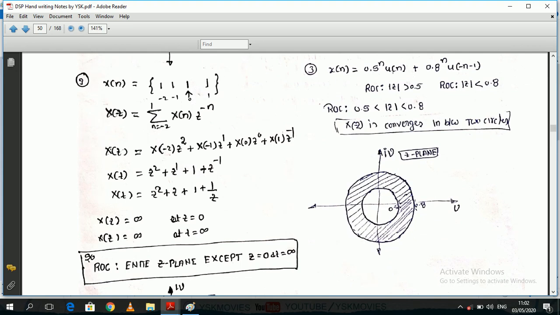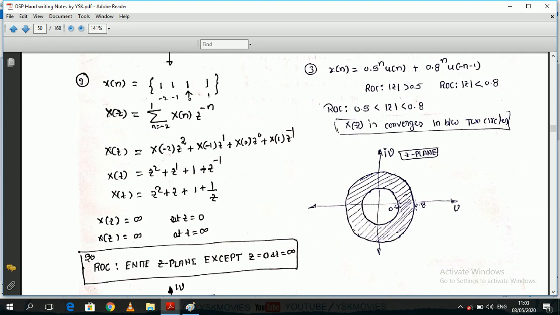As I explained earlier, this is 0.5 power n u[n] plus 0.8 power n u[-n-1]. See this, this is the right side sequence, this is the left side sequence. Right side sequence means outside of the circle, with a circle of 0.5 radius, and this is a circle of 0.8 radius, which is the inside of the circle. So when we shade both, outside of the circle is the entire z plane, inside of the circle is the entire z plane, but where they cross, that is the convergence. So the region of convergence of the z transform, we finally conclude X(z) converges in between two circles. You just note that down.